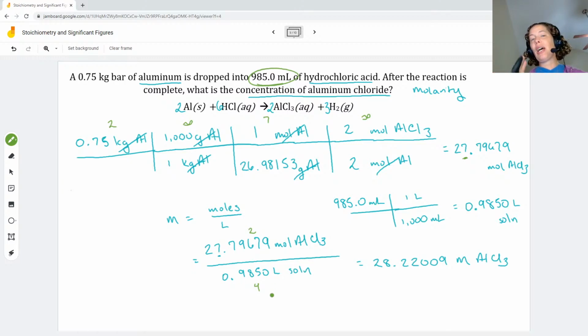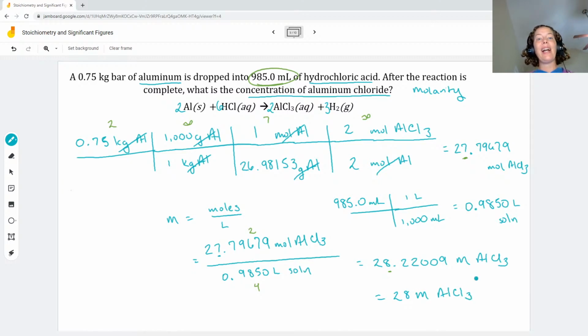So our volume actually has 4 sig figs, not 3. That's a really common mistake that I see, which means my answer needs to have 2 sig figs. So again, I am rounding to the ones place. So my final answer is 28 molar, and that is aluminum chloride.